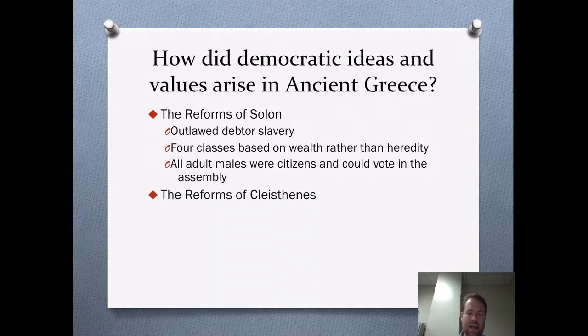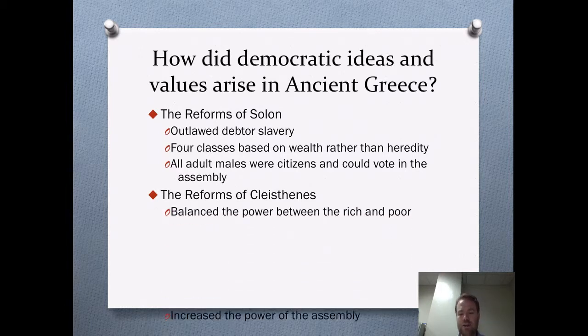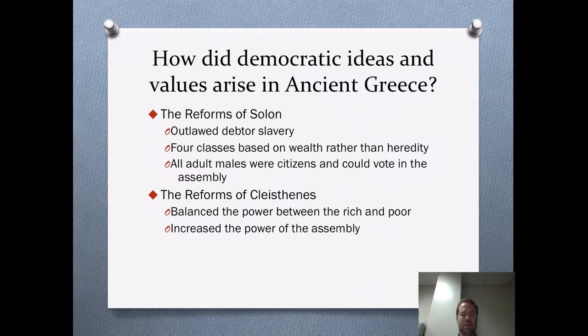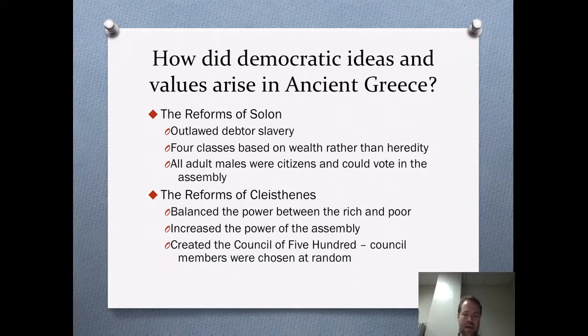And then the next person came along, called Cleisthenes. He did some reforms as well. He balanced the power between the rich and the poor. And he tried to do this by increasing the power of the assembly. So the assembly gained more power, and thus the poor gained more power. And he also created the Council of 500. This was the more specific, more powerful ruling body, but the council members were chosen at random. So every citizen, which were males, were just chosen by random to be on the Council of 500.